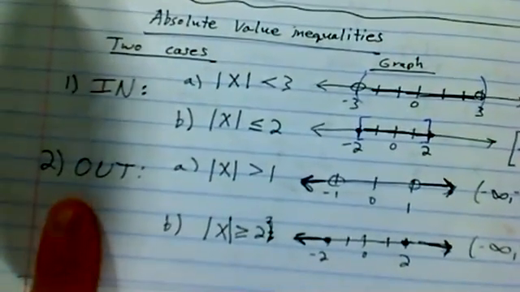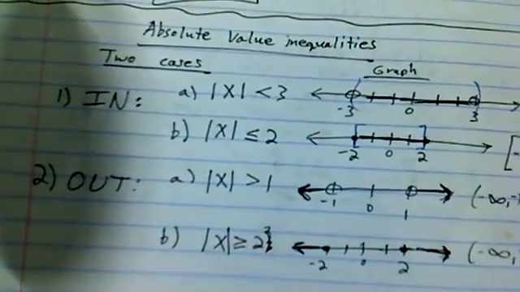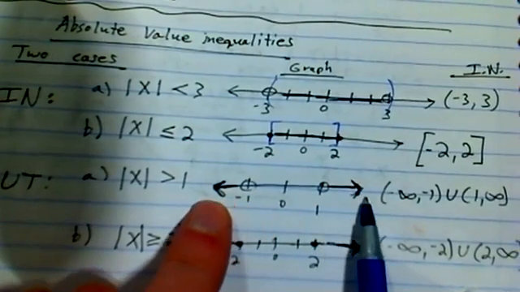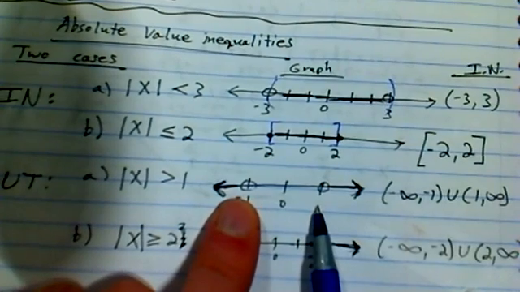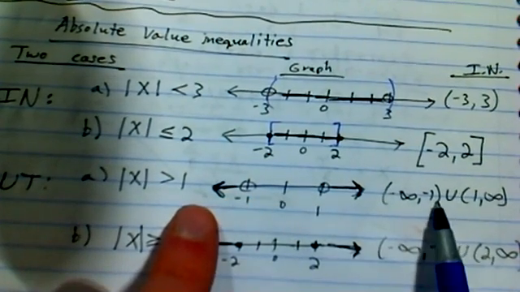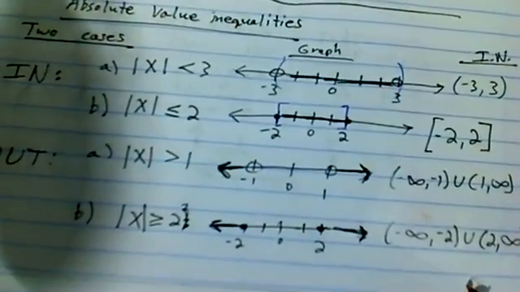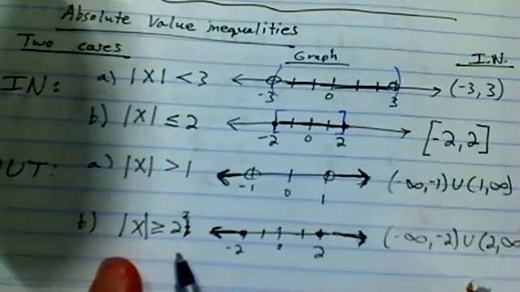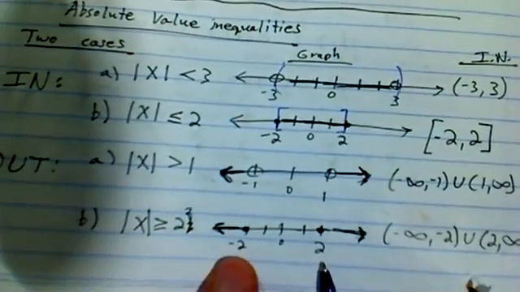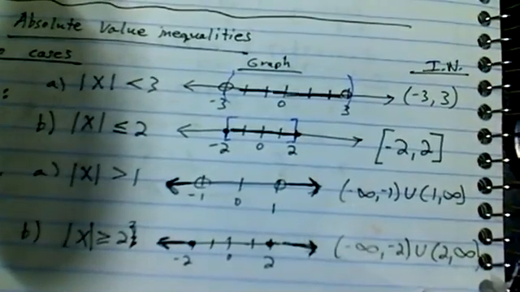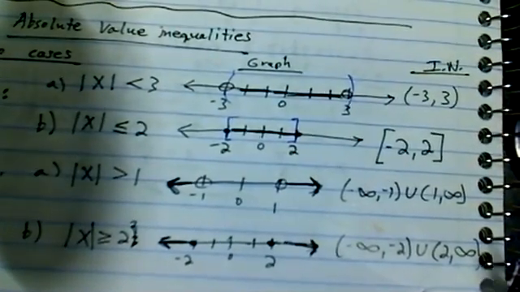Then we have the "out" situation, when it's a greater than sign. If the absolute value of x is greater than 1, then we want everything that's a greater than a distance of 1 from 0. So we would use open circles or parentheses here, and we would go -infinity to -1, union 1 to infinity. And then likewise with b, everything greater than or equal to 2 for the distance, start at -2 and 2, work your way out. Okay, so that's the way we're going to handle these types of inequalities when we solve them.